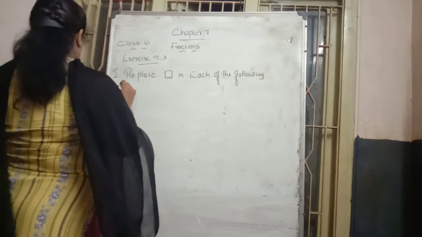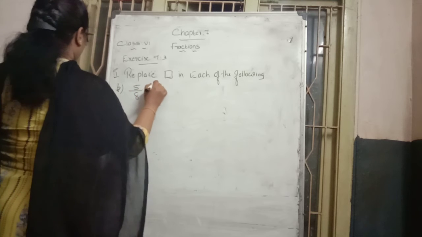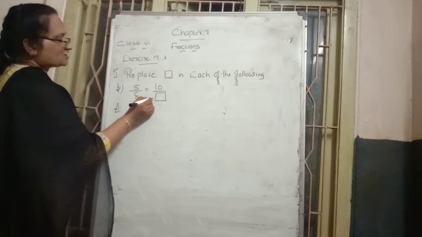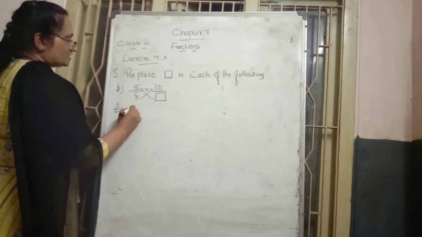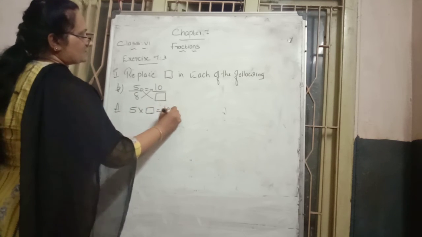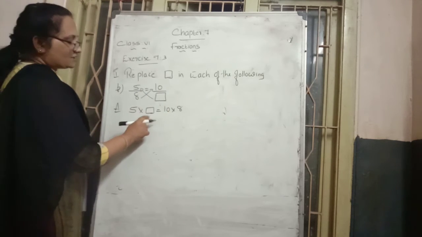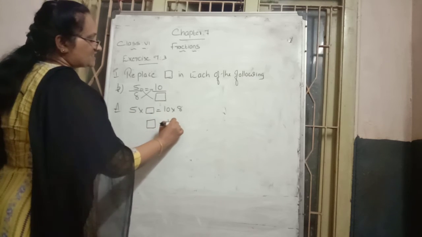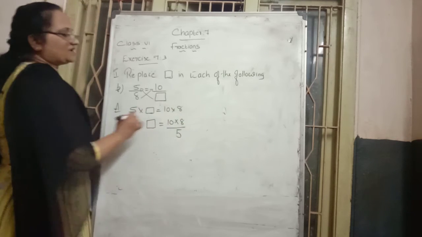Here is the second question, the B question. The B question says 5 by 8 equals 10 by box. In this way they ask. Here also the same process. The box is cross multiplied with 5, and 8 is cross multiplied with 10. So 5 into box equals 10 multiplied with the left side denominator. The left side denominator is which number? 8. Our aim is to find the box. So keep the box on the left side, and 5 is sent to the opposite side. Multiplied 5 goes to the opposite side and becomes the denominator.